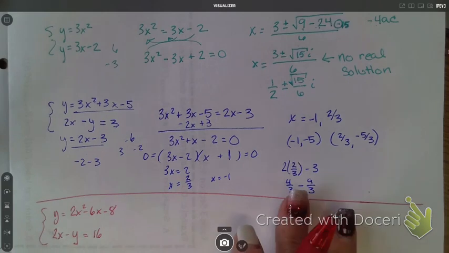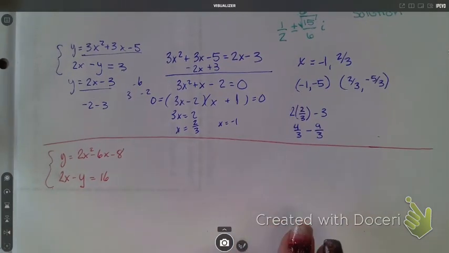And it doesn't matter which one is first in the first equation, the linear or the quadratic. They just had all the examples where the quadratic was first.